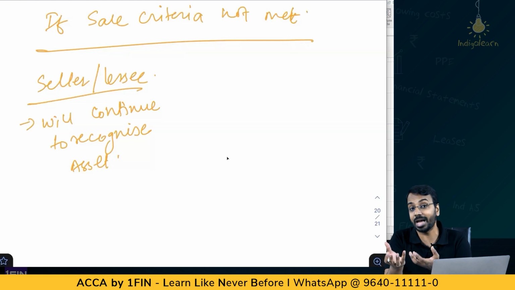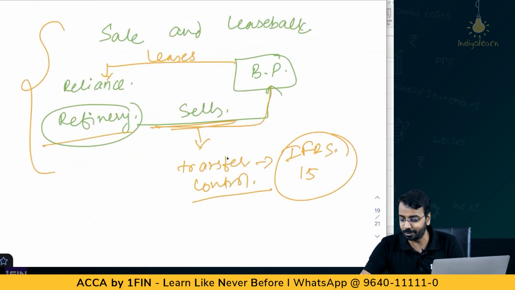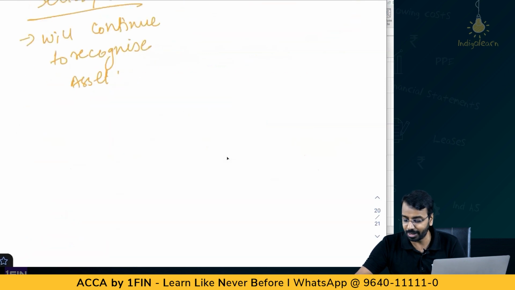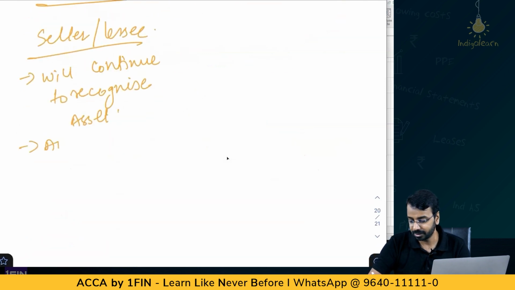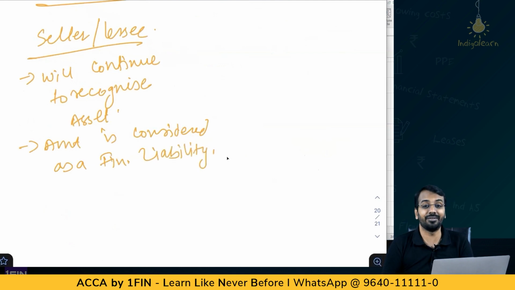Sir, then what about the amount received from British Petroleum? Because the refinery is sold to British Petroleum. British Petroleum paid the money. Amount has been received. So the amount that is received is considered as a financial liability. This means the amount received is considered to be a financing given by British Petroleum to the lessee, or to the seller.